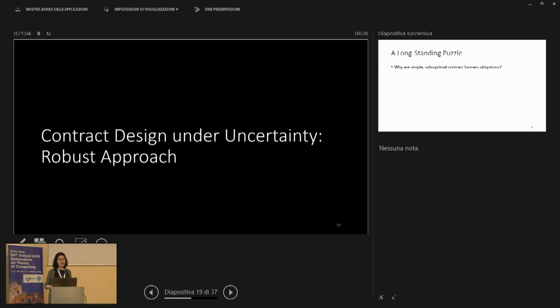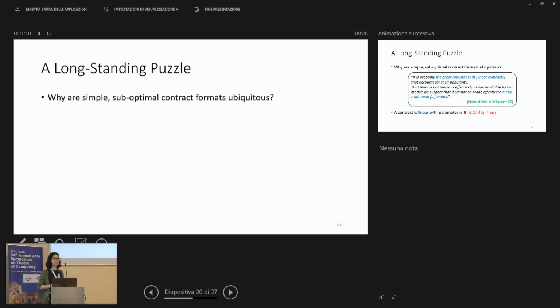Okay, so contract design under uncertainty. I'm starting with a robust approach. This is more modern work. Until now, we saw the classic model, and now I'm switching gears and looking at recent work. The recent work is addressing a classic problem as well. So what is this problem? Why are the contracts that we see in practice clearly suboptimal? They're not that thing that pops out of the linear program, even though it's simple to compute. What is the reason for this?